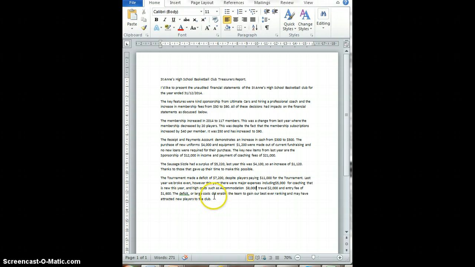The deficit or large costs did enable the team to gain the best ranking. It may have attracted new players to the club. Not sure if you should put that in, but it does link it back to other things. So that's quite important, even though it's a value judgment. Alright, so we've commented on the tournament.